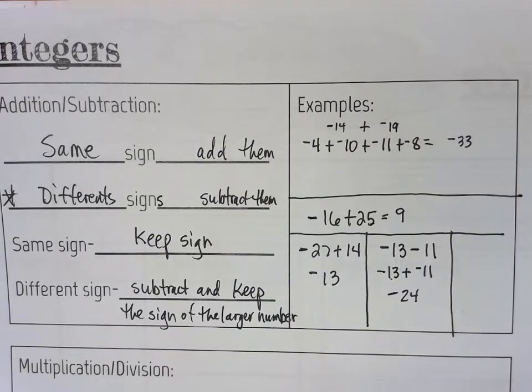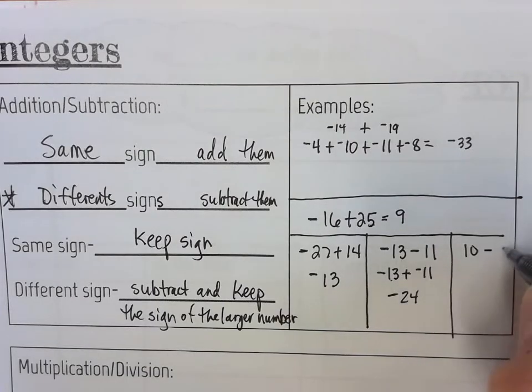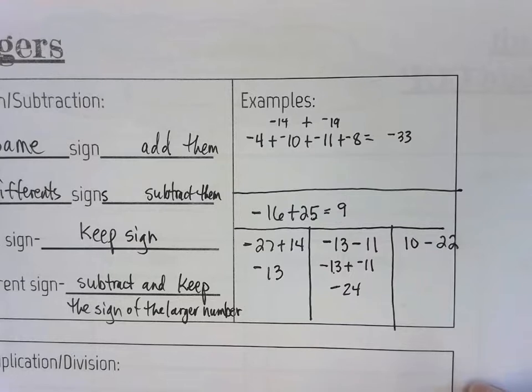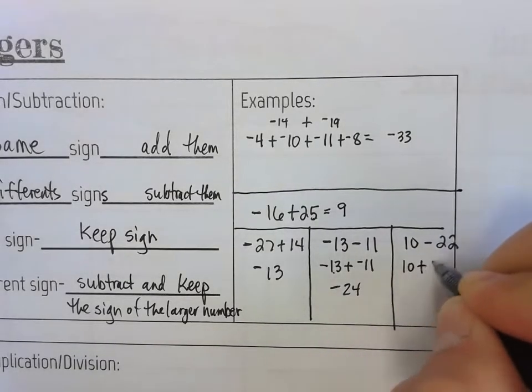All right, let's do one more. Let's say we've got 10 minus 22. If you've got 10 minus 22 and we do additive inverse to that, that would be 10 plus negative 22.